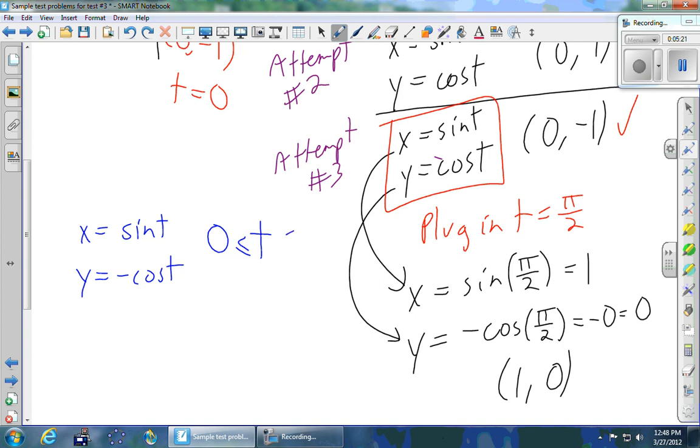And then how far do you need to go? Well, you could just let it go forever, and it will trace out the circle over and over again. If you just want it to go once, one revolution around the circle, then you should stop it at 2 pi.